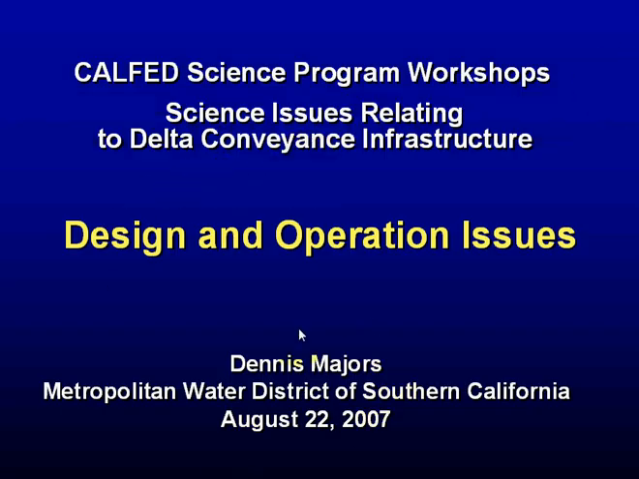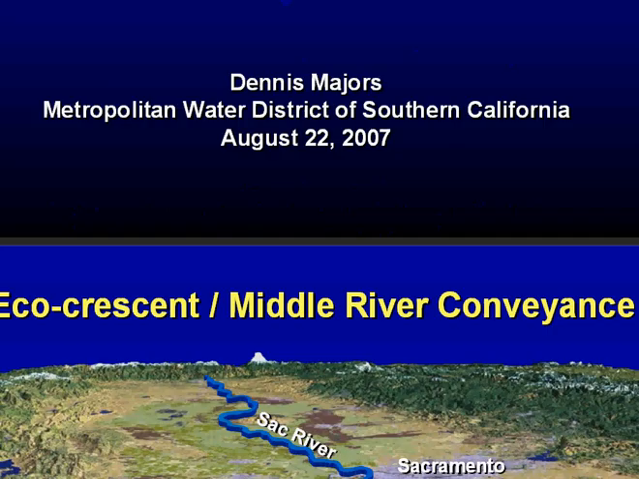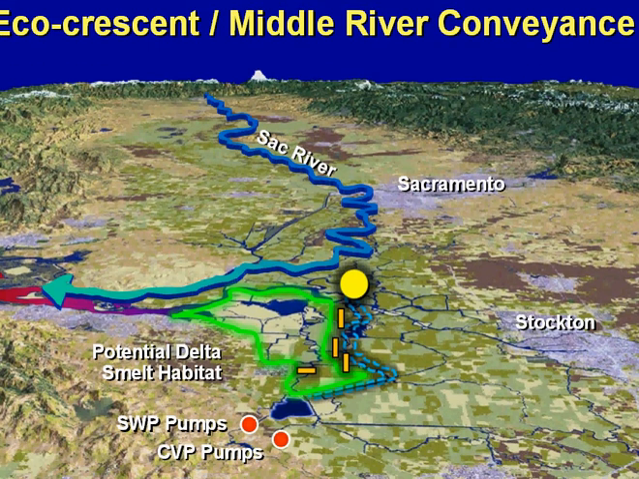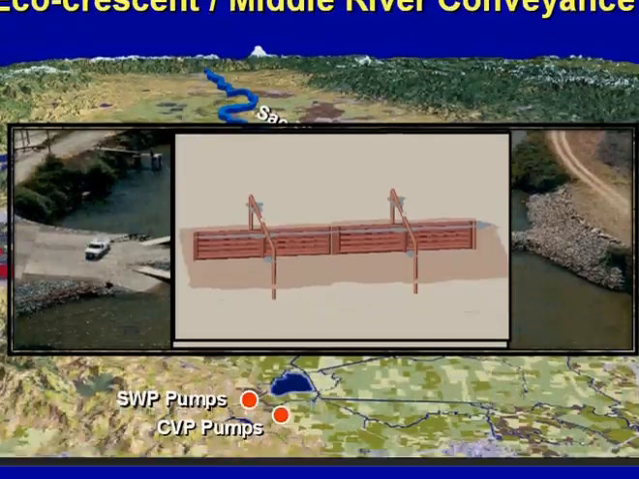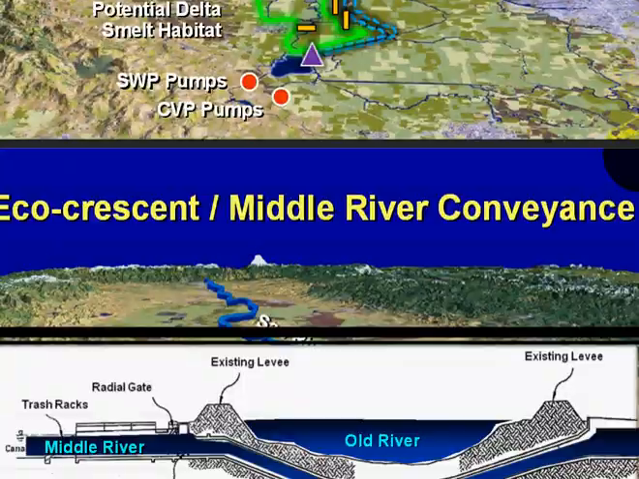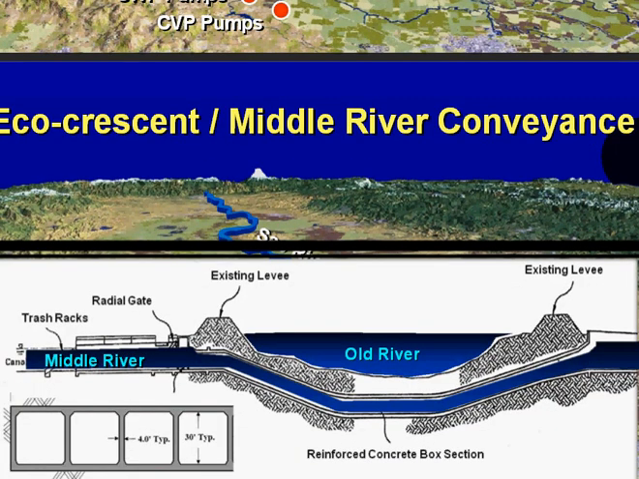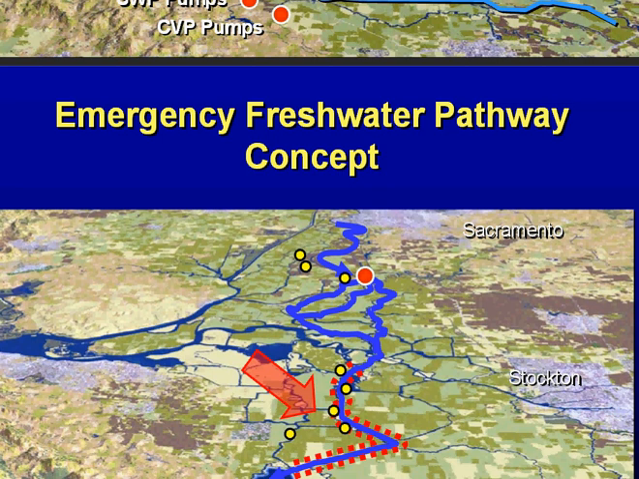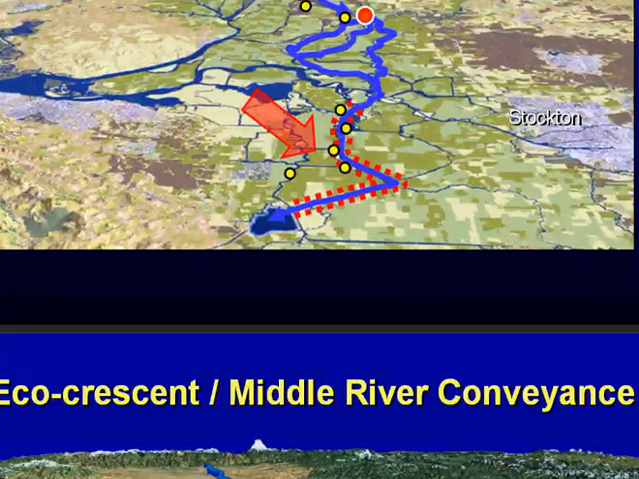This is Metropolitan Water District of Southern California. And they're the ones who've been really leading the science, the CalFed science. And they have different names for the Echo Crescent Middle River Conveyance. They have those South Delta barriers. They talk about doing the siphon and going under the river to get the water going to export pumps. So there's that emergency freshwater pathway concept.